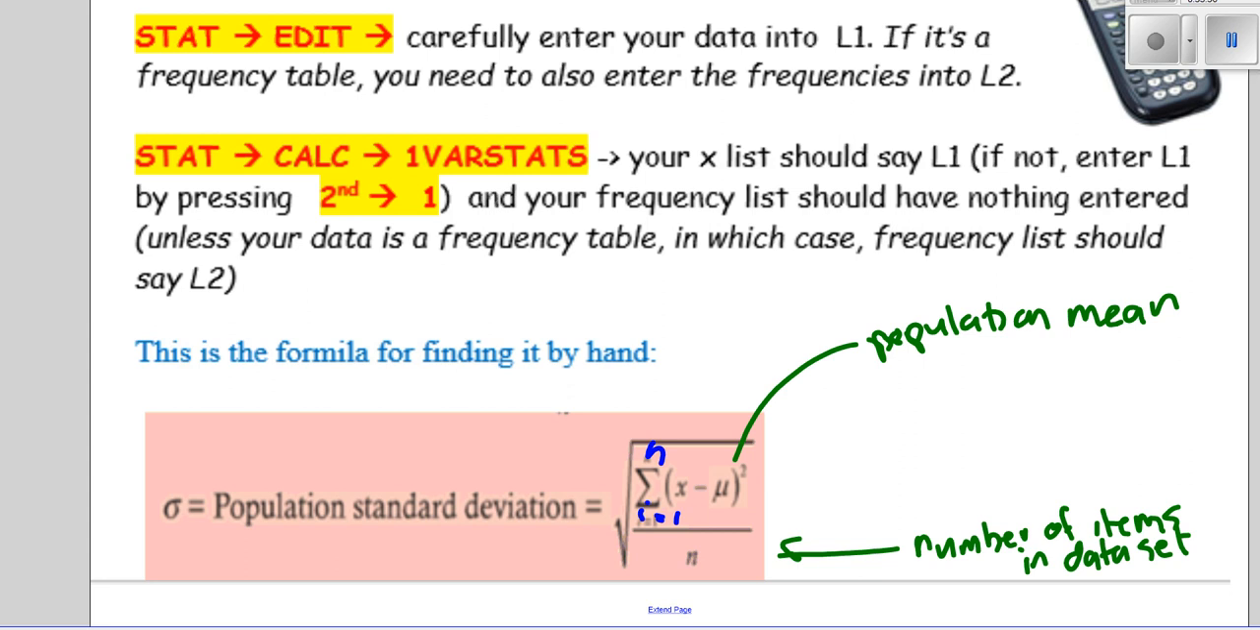So basically, if you were to do it by hand, imagine there were six numbers in your data set. You'd calculate the mean first, then take each number minus the mean and square that result. Take the second number minus the mean and square it, the third number minus the mean and square it, until you've done all the numbers. Add all that together and divide by 6. Then take the square root of that. That's what the calculator does for you.